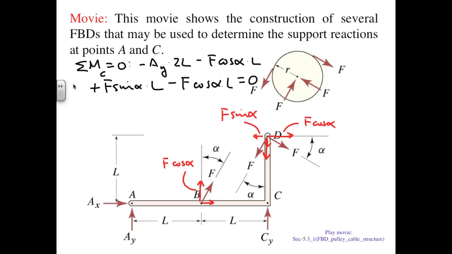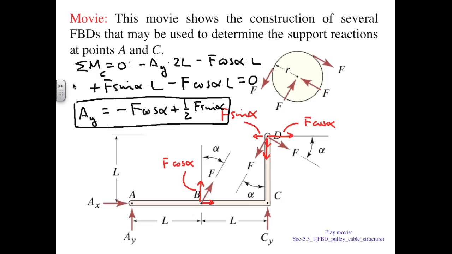And if I rearrange that expression, I get AY is equal to minus F cosine alpha plus 1/2 F sine alpha. This expression looks very different from the one we obtained by leaving the pulley on the frame. How is it that we got a different answer? It turns out we didn't get a different answer, but we have to examine the geometry of the problem to verify that this is the case.